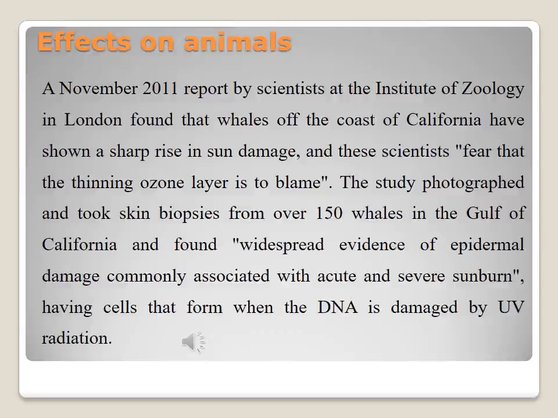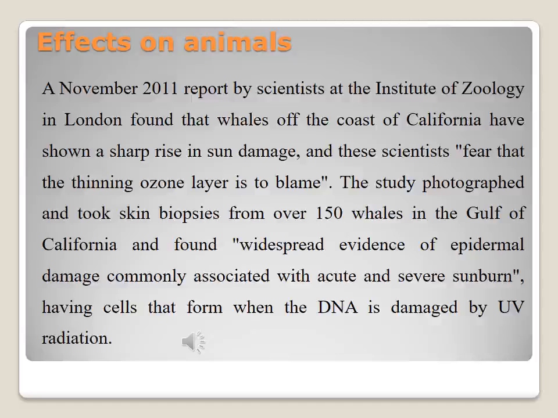Effects on animals. A November 2011 report by scientists at the Institute of Zoology in London found that whales off the coast of California have shown a sharp rise in sun damage. These scientists fear that the thinning ozone layer is to blame.